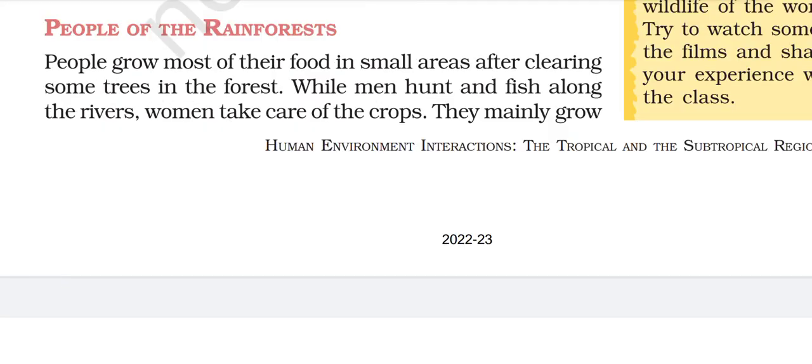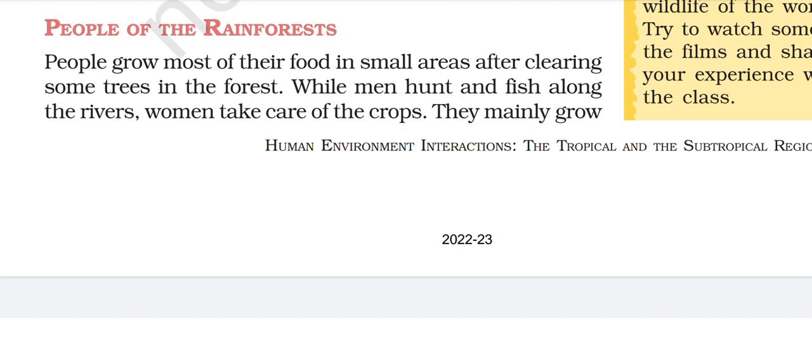And the last topic of this tropical region is people of the rainforest. It means if there is so much heat and excess of rainfall, there are rainforests, how do the people survive in these areas? First of all, you should know that most of the people living in this region are tribal people. It means they all depend on the forest for their basic needs.